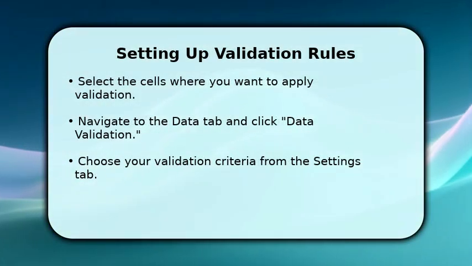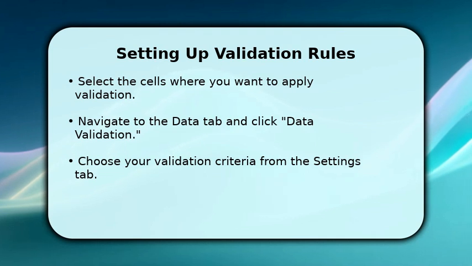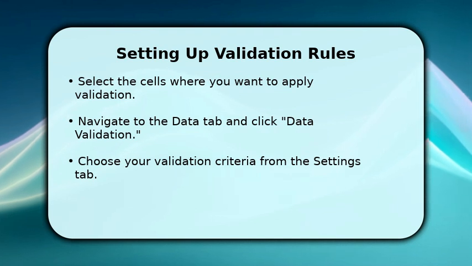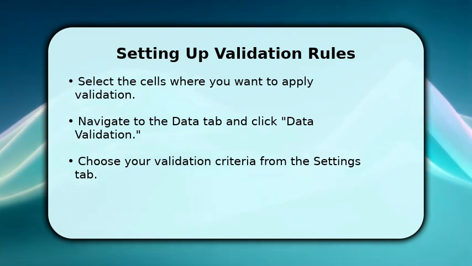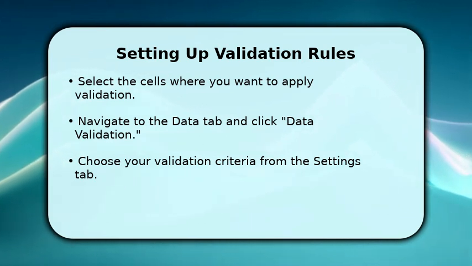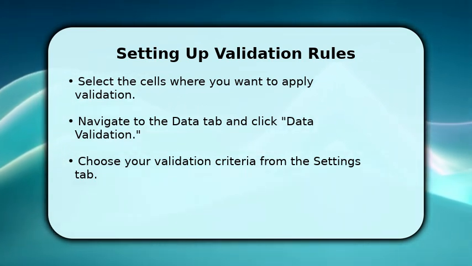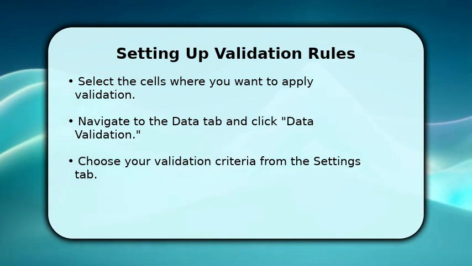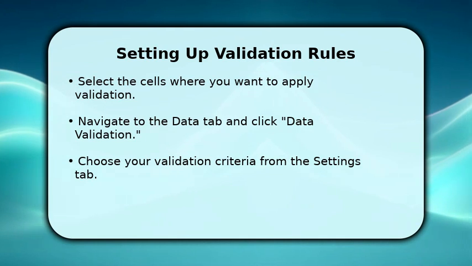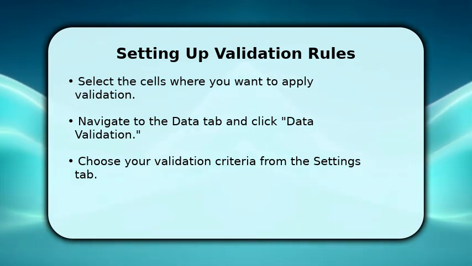To begin, select the cell or range of cells where you want to apply your validation rules. Then, go to the Data tab on the Excel ribbon and click on the Data Validation button. In the dialog box that appears, you'll find the Settings tab. Here, you can choose from various validation criteria, such as allowing only whole numbers, decimals, dates, or even creating a drop-down list from a specified range.